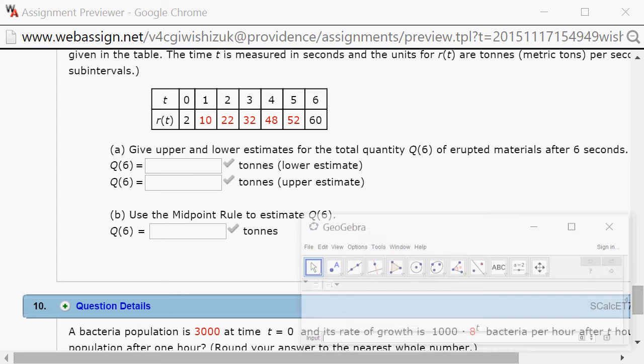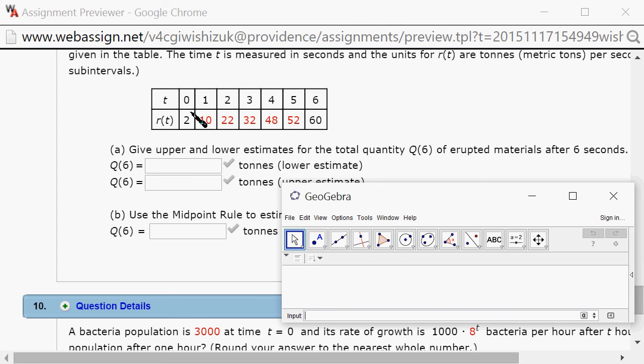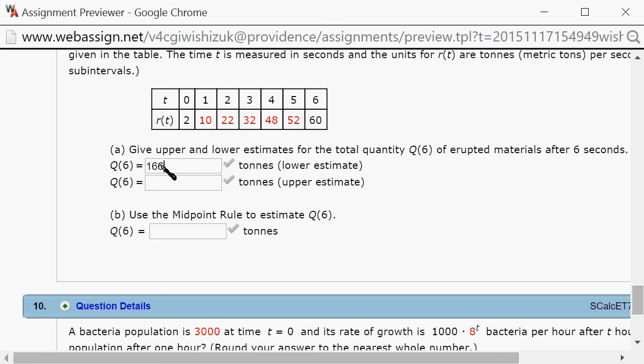So the interval length is 1, so delta t is 1. First interval, you use 2, and the next ones, 10 plus 22 plus 32 plus 48 plus 52. Then the interval is 1, so times 1, which doesn't really do anything. So delta t is 1, hit enter, and this comes out to be 166.